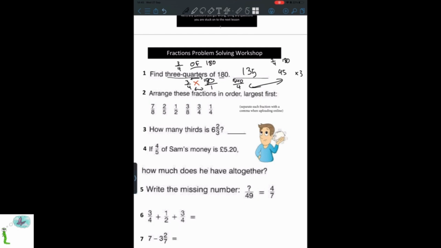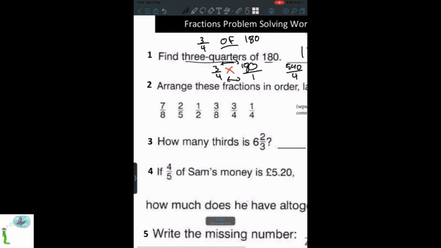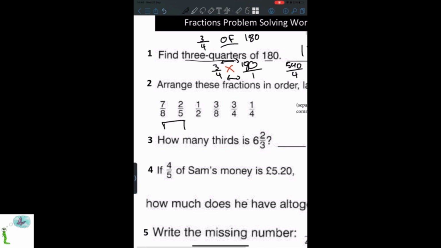Alright, let's move on to question 2. Make sure you do this when you're entering it online. But it's asking you to arrange the fractions in order from largest first, right? So a lot of people instantly just go and assume half is the largest because it looks pretty big, right? But just a quick explanation.